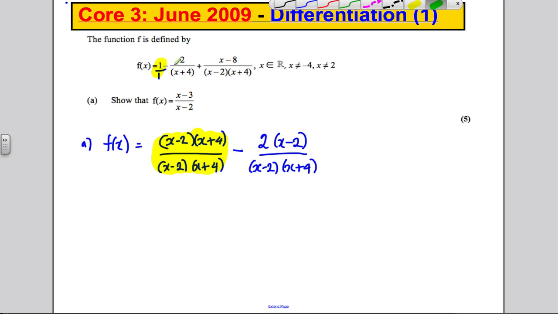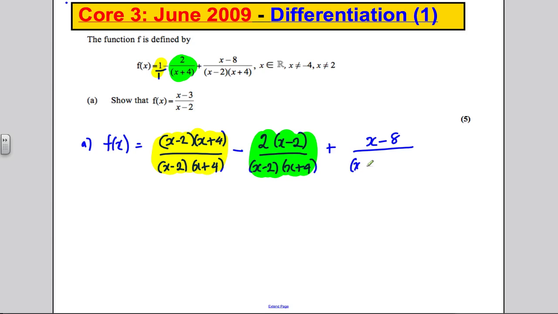So I've dealt with this one here. And the last one has the correct denominator. So x subtract 8 all over x subtract 2, x plus 4. So this one here is this one here. Now I can go ahead and tidy up the top.